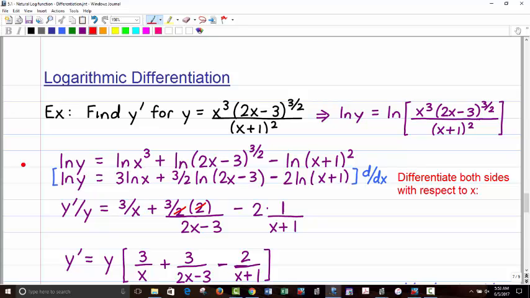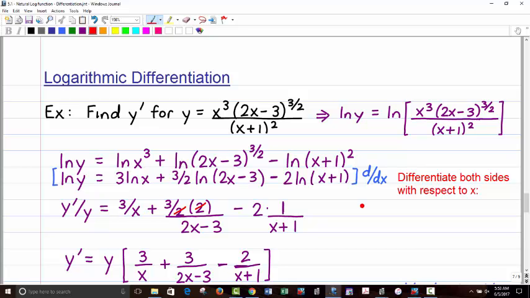And then the next step, nothing's happening on the left side yet. The next step is I'm simplifying where I can here, bringing down exponents. 3 comes down here, 3 halves comes down for the middle one, 2 comes down. Now we're taking the derivative of both sides with respect to x.